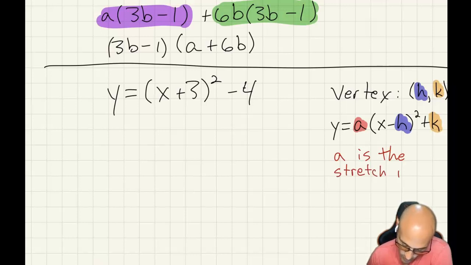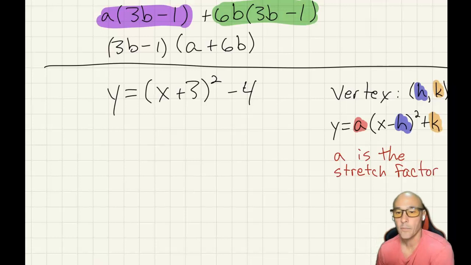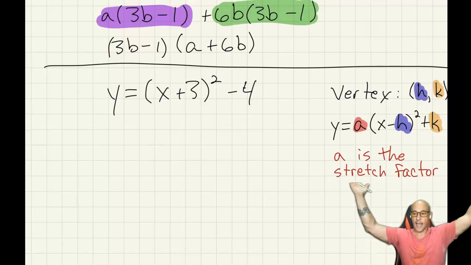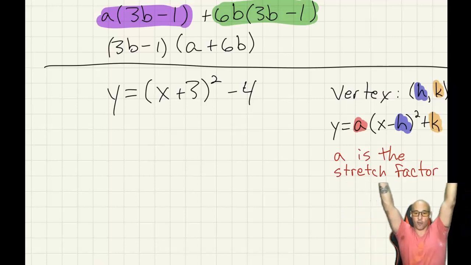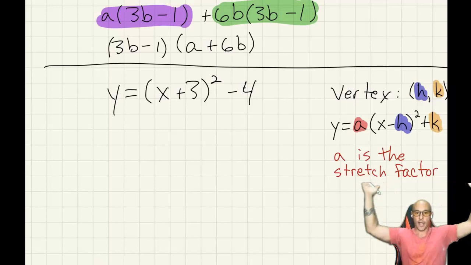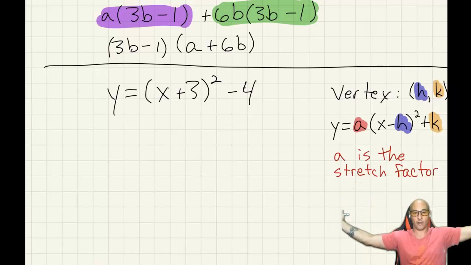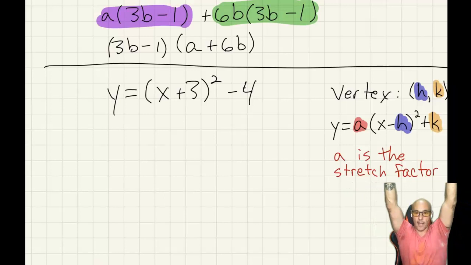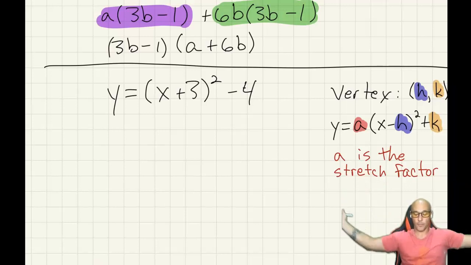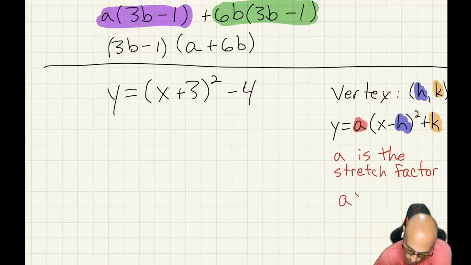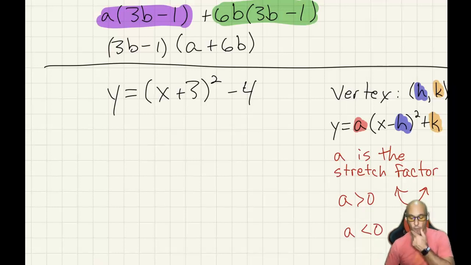And so the idea is that the parent graph looks like this, and let's just say it looks like this. And if a is greater than 1, it stretches up this way and gets skinnier. And if a is less than 1, it flattens out this way and gets kind of wider. Okay, so a greater than 1 stretches, a less than 1 gets wider. If a is greater than 0, that is a is positive, then we have what looks like a smile. And if a is less than 0, or it's negative, then the parabola is going to be like a frown.